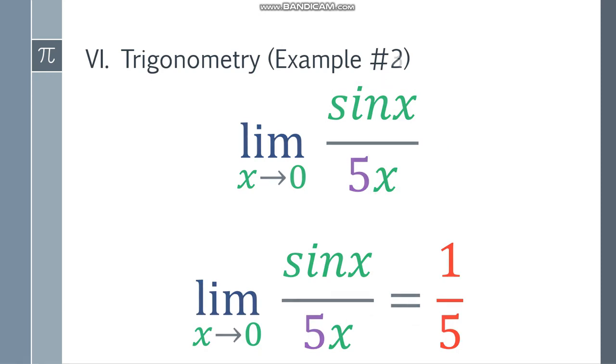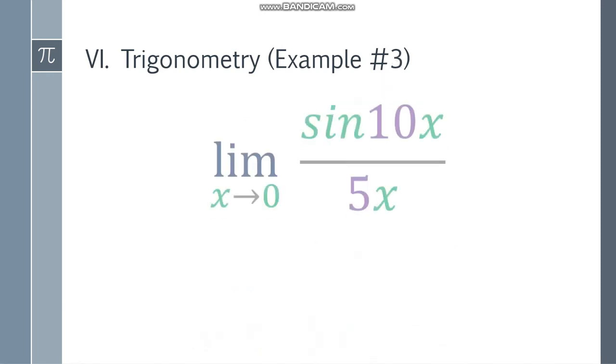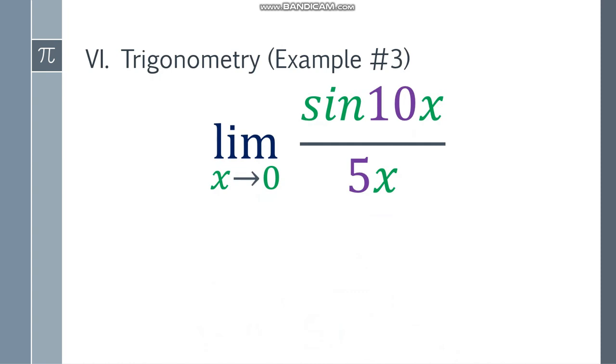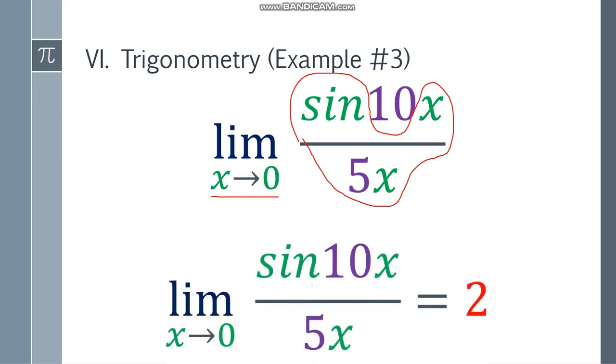Easy. Next one. Example number 3. What if we have, okay, there's a number in the numerator part between sine and x, and a number beside x. Again, remember sine x over x is equal to 1 as long as x approaches 0. So 10 over 5, that will be 2. We just simplify the fraction.